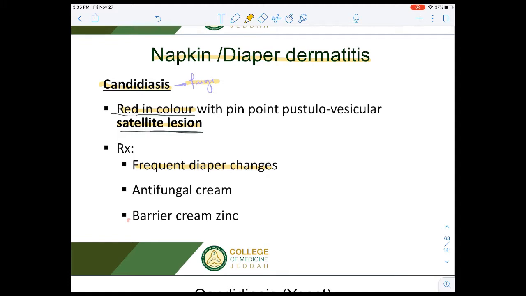What are the treatments? So I've explained that this is primarily due to the humid nature that might arise from less frequent diaper changes. So if you want to treat it, you need to keep the child's hygiene as it should be. You need to do frequent diaper changes, antifungal cream, since Candida is a fungi really. You need to do barrier cream, zinc, which is also primarily used for the diaper dermatitis.